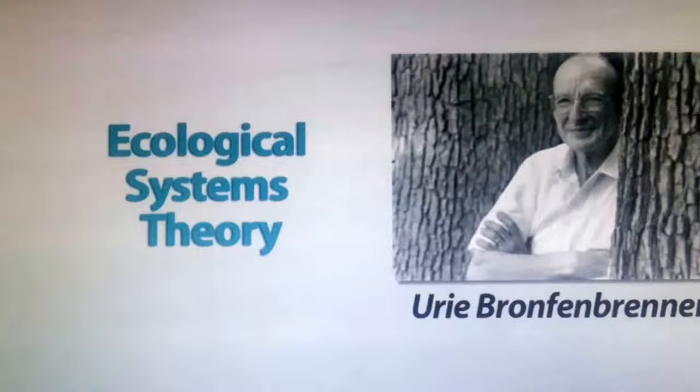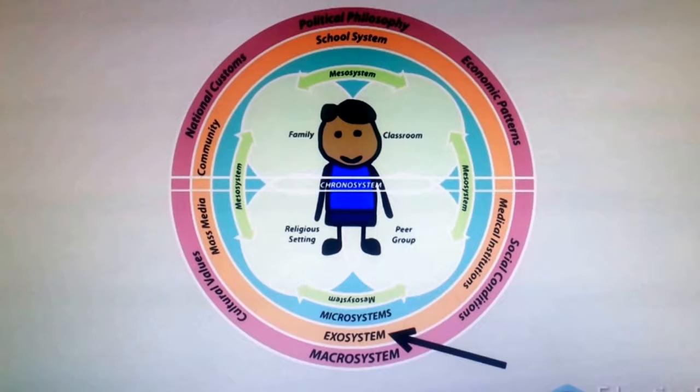Ecological systems theory was developed by Urie Bronfenbrenner. He divided the environment into five different levels. The microsystem is the most influential, has the closest relationship to the person, and is the one where direct contact occurs. The mesosystem consists of interactions between a person's microsystems. The exosystem affects a person indirectly without their direct involvement.